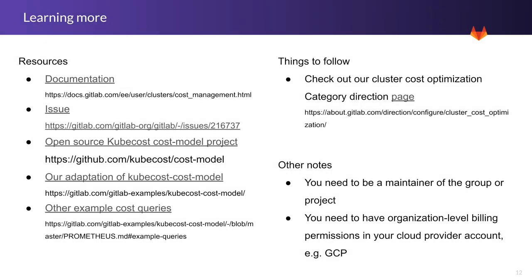Here are some resources to learn more about this new capability. There's the documentation link. There's also a link to the issue. There's a link to the open source KubeCost cost model project. There's also a link to our adaptation of that KubeCost cost model project. And a link to examples of cost queries that you can use when querying the data related to cloud cost. Things to follow: check out our cluster cost optimization category direction page. The link is right there.